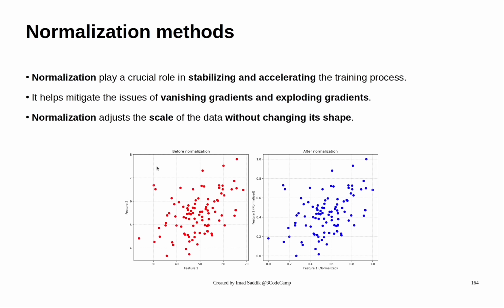Also, I want to emphasize that normalization adjusts the scale of the data without changing its shape. Here is a figure that explains this point. Here on the left, you can see that the values on the y-axis range between, let's say, 3 and 8. But on the right, after using normalization, the range has been changed to be 0 to 1. Same story for the x-axis. You can see that here we have maybe 25 to 70, but after that, the range is between 0 and 1. But the shape did not change, even though the scale of the data changed.